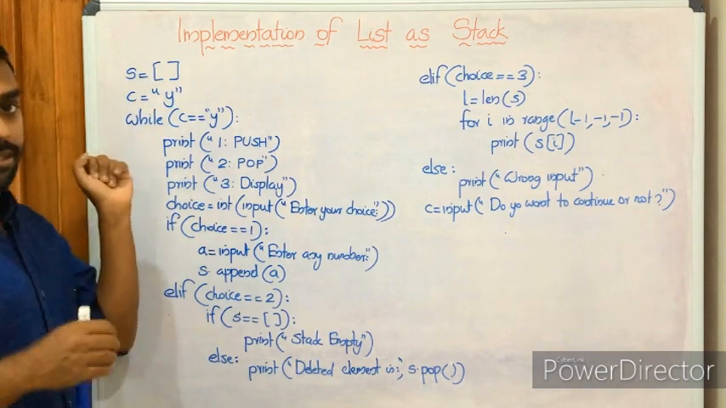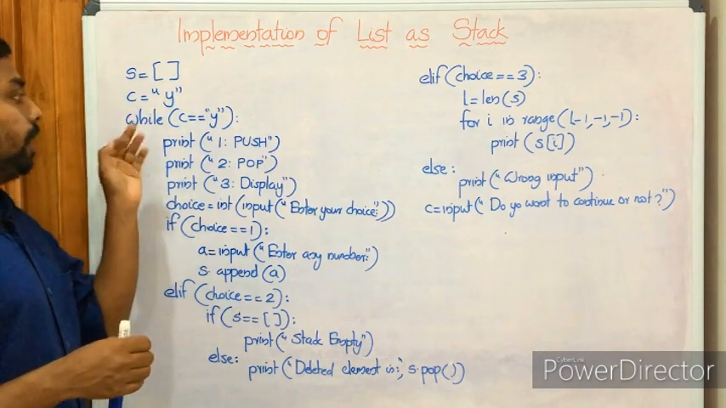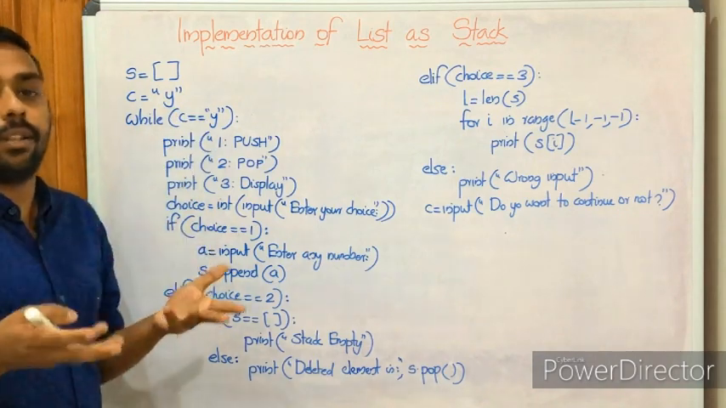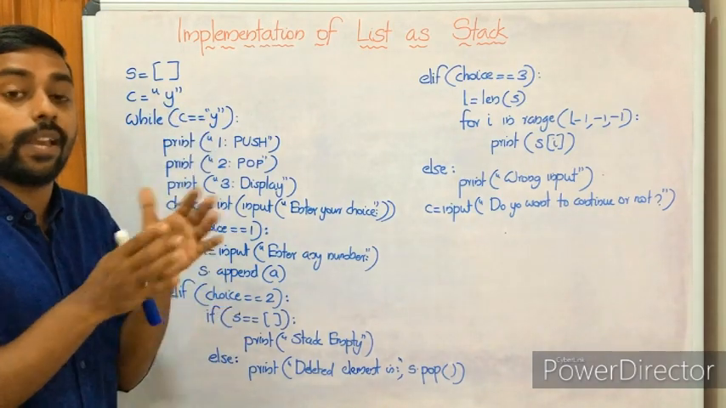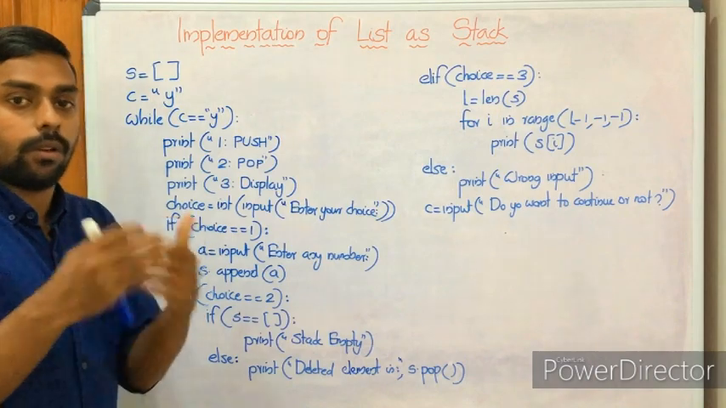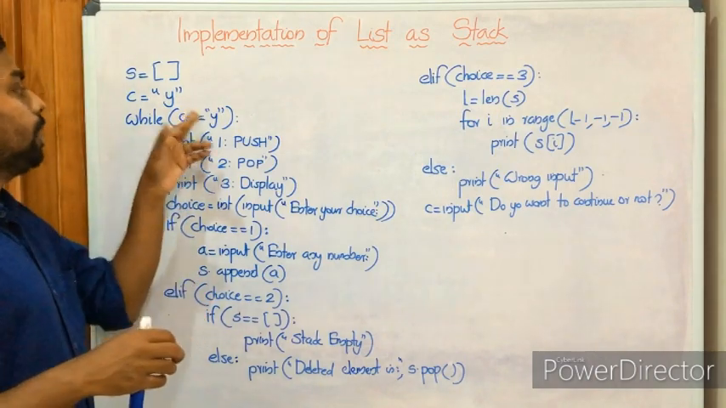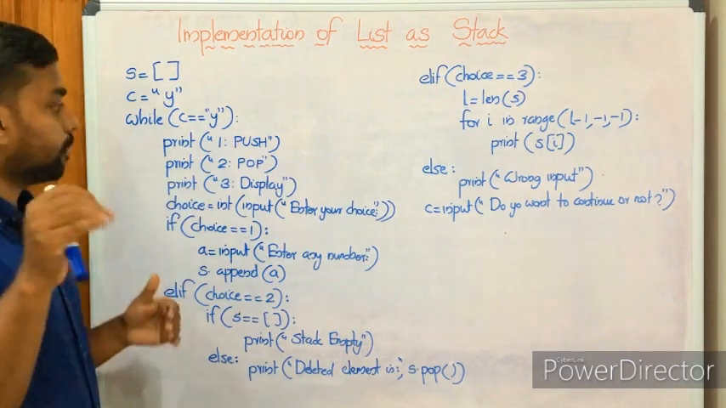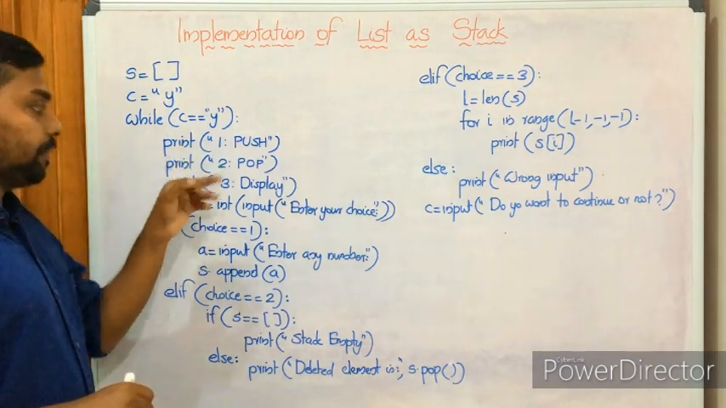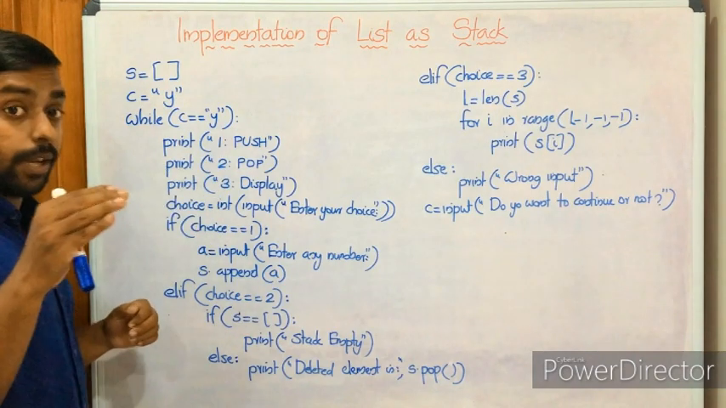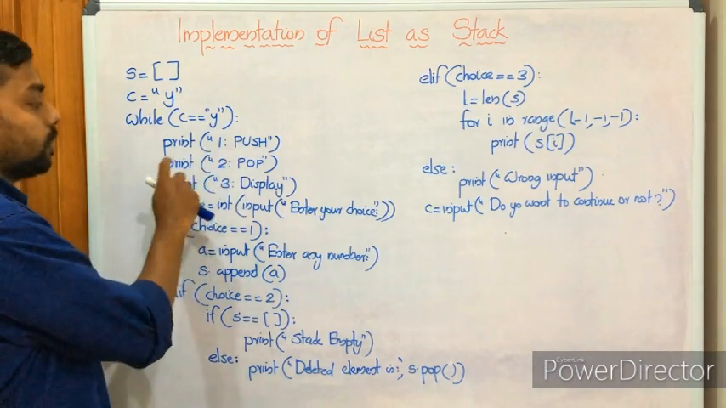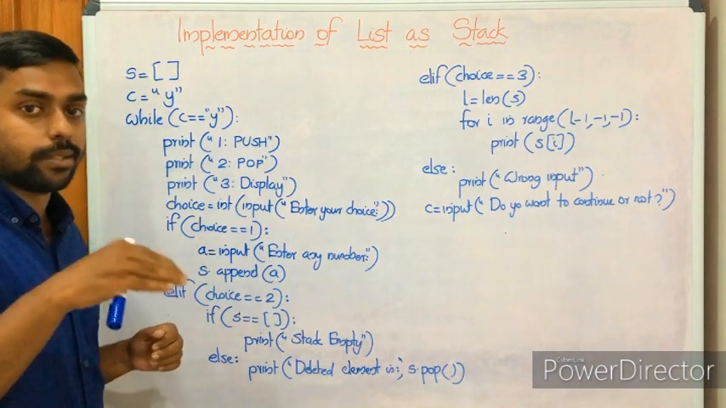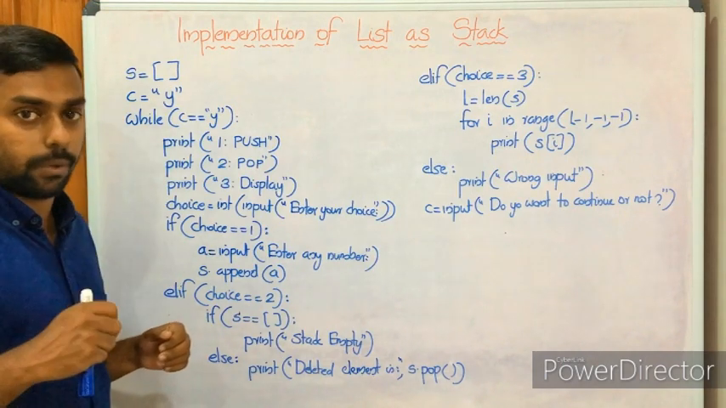Then C equal to Y, C is a variable storing Y. Then we are starting a loop, while C equal to Y. Initially the condition should be true, because otherwise we cannot enter into the loop, we cannot proceed further, right? So C equal to Y, we can get into the loop at first. Then print, we have three print options. One is push, second is pop, and the third one is display. We are performing these three main operations in addition to checking for empty stack.